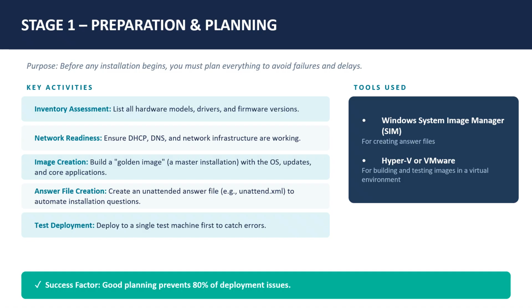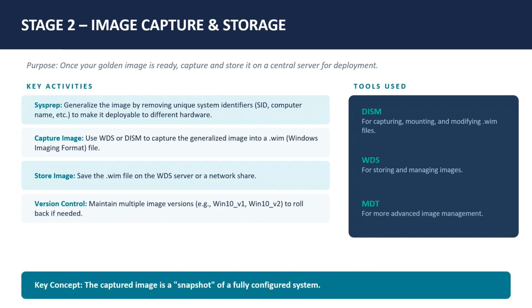Moving on to stage 2, which is image capture and storage. Once your golden image is perfectly configured and tested, you need to capture it and store it on a central server. But you cannot just copy the hard drive, you must first generalize the image using a tool called SysPrep, which stands for System Preparation Tool.